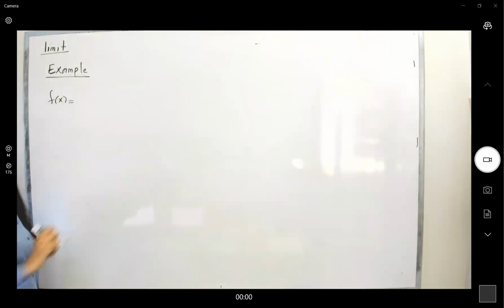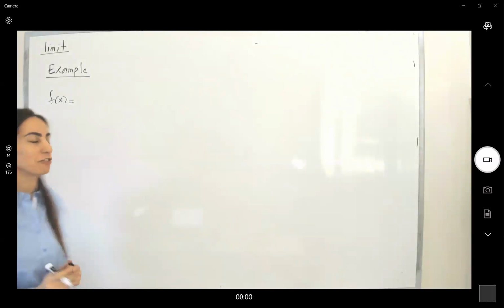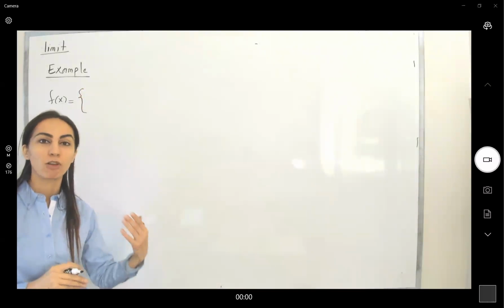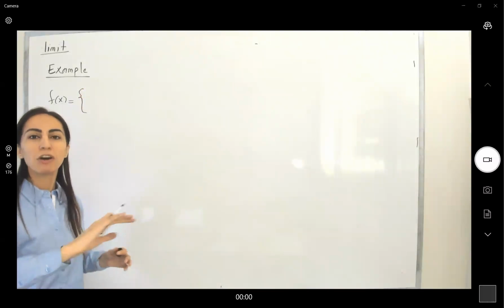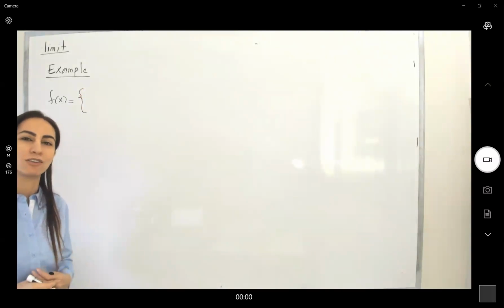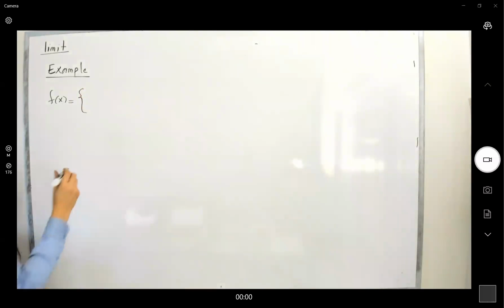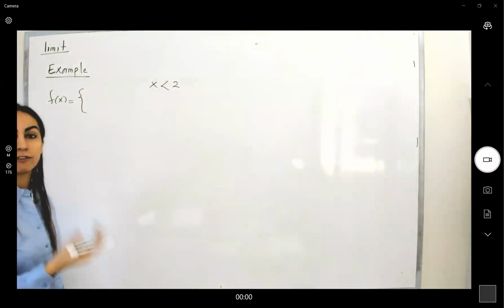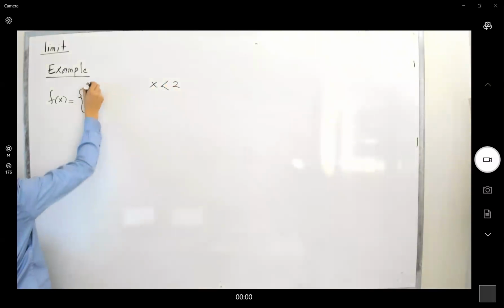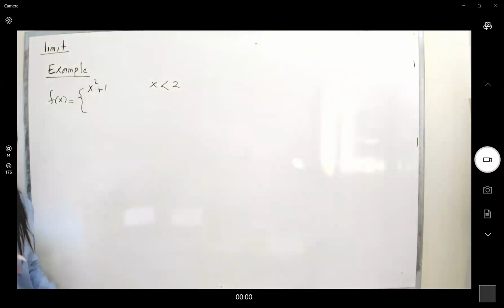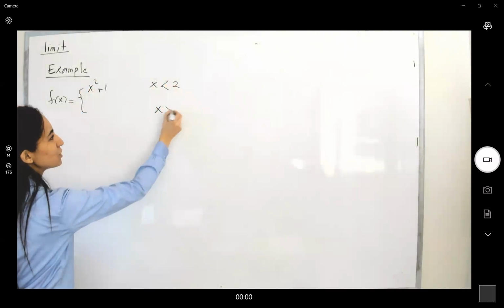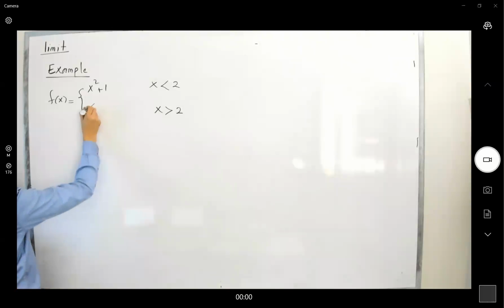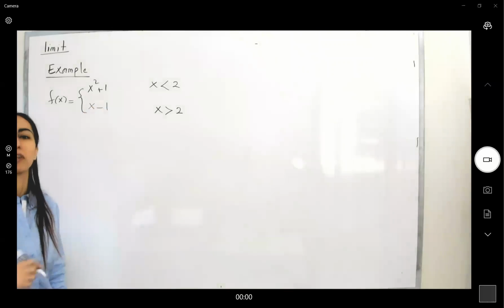The function is defined as a piecewise defined function. It means that on some part of the domain, it follows some definition. In some other parts of the domain, we have to follow a different definition. So when x is less than 2, we define the y values to follow x squared plus 1. When x is, however, greater than 2, then the y values actually follow a linear pattern, x minus 1.